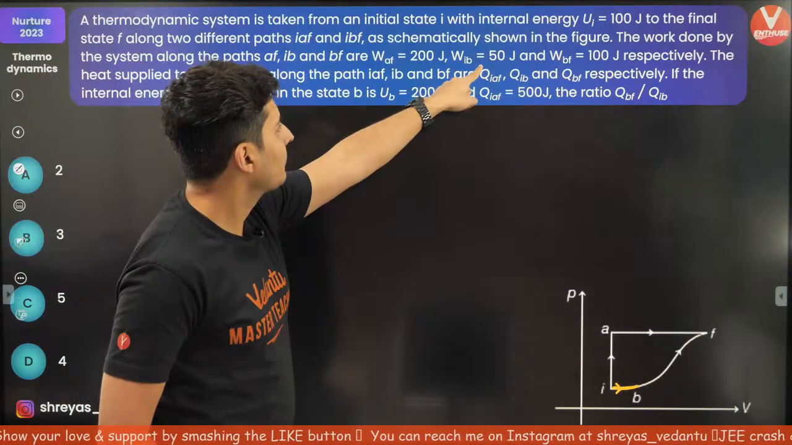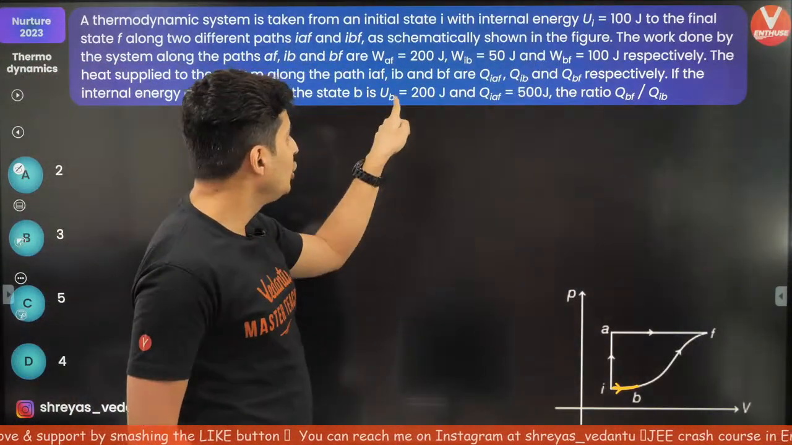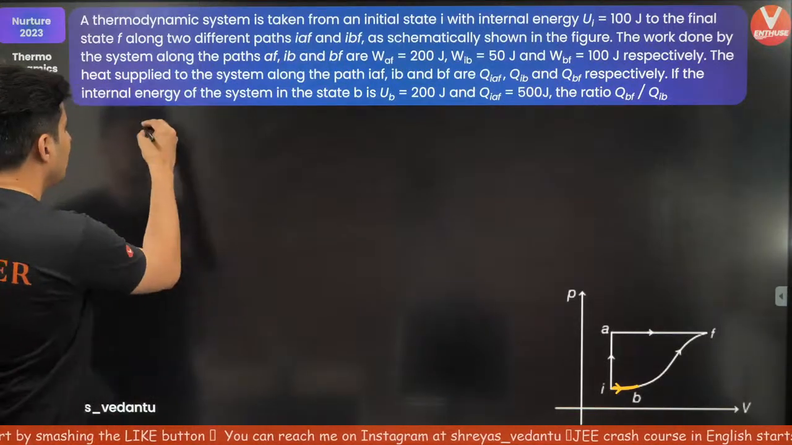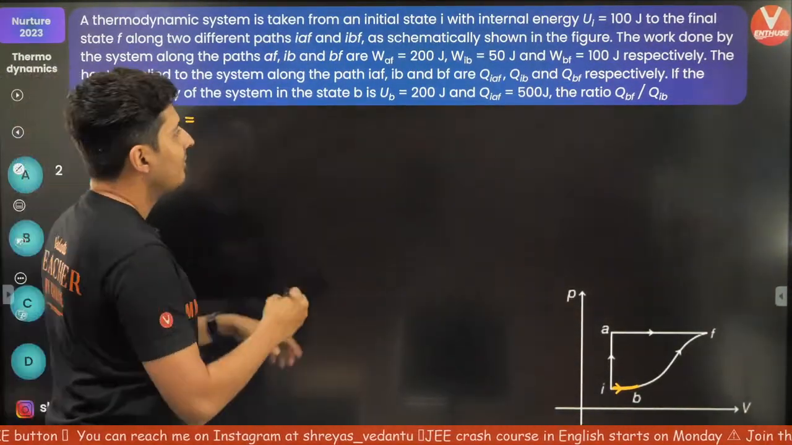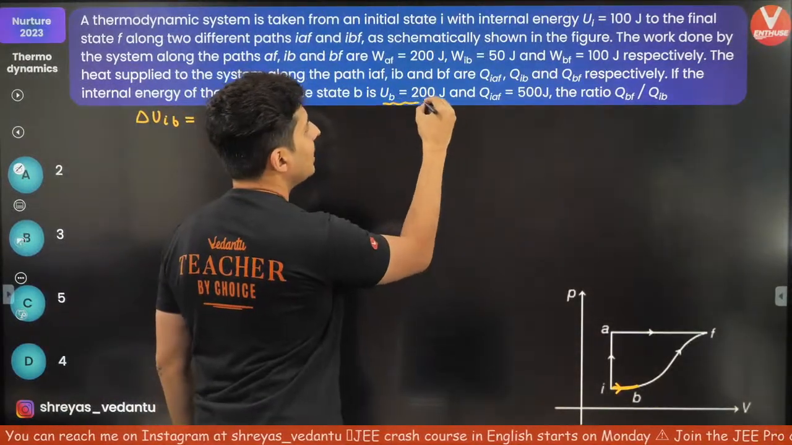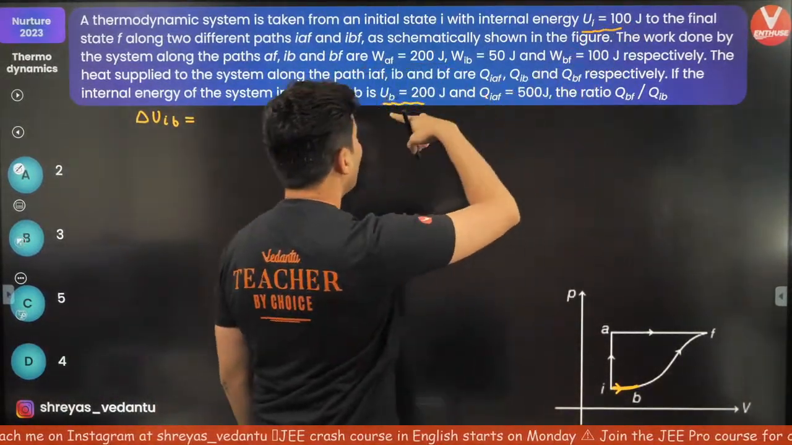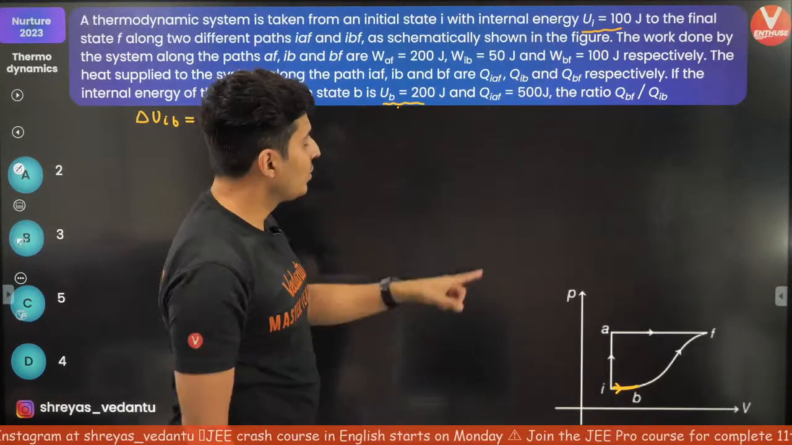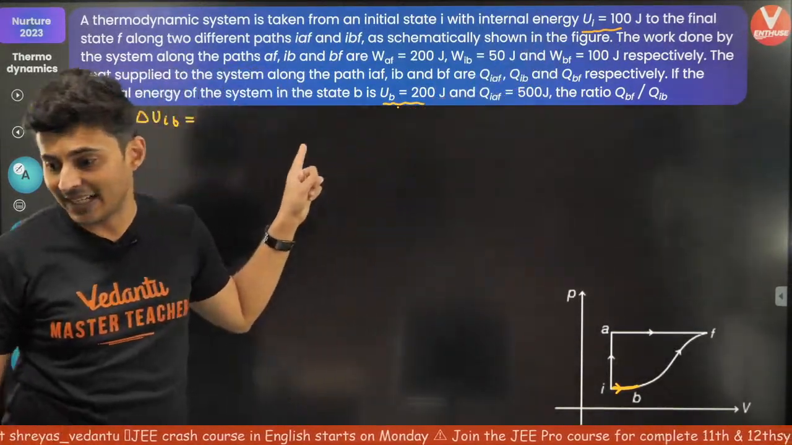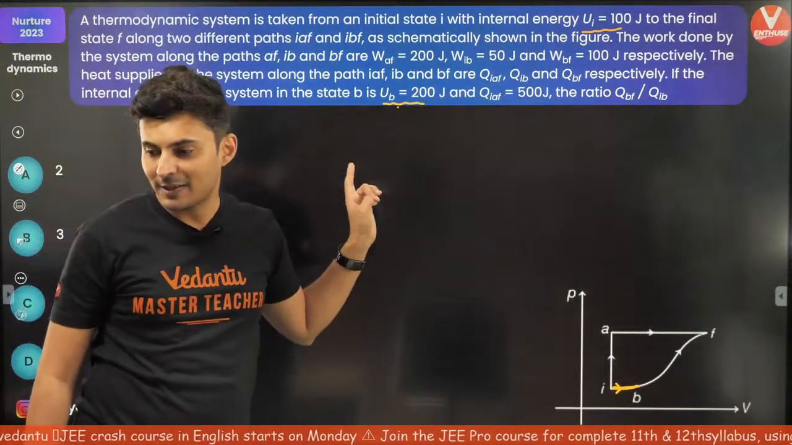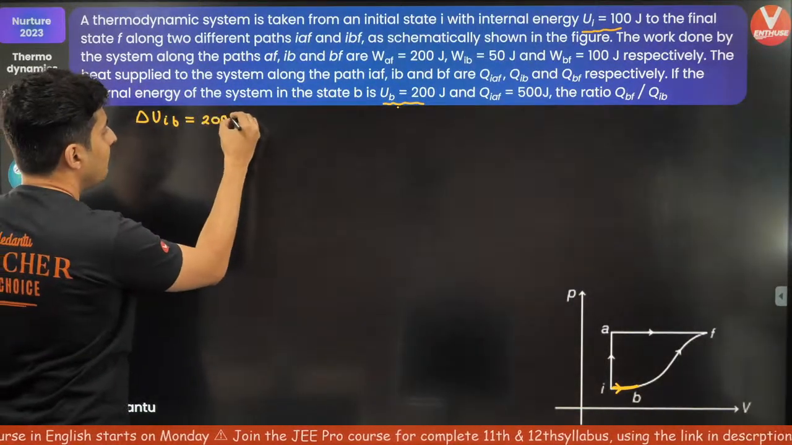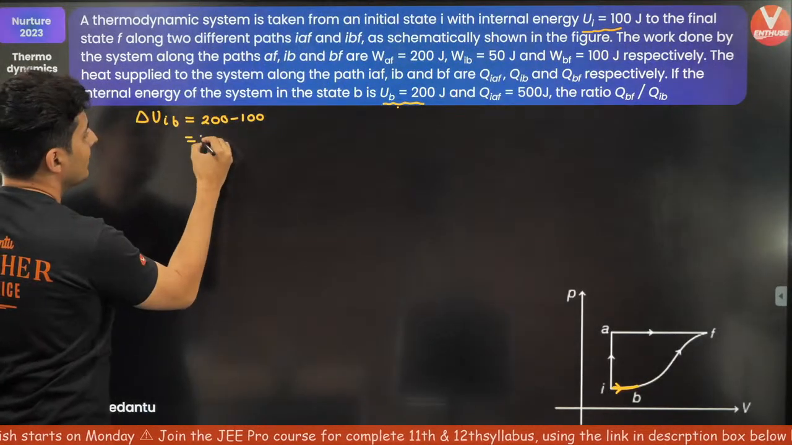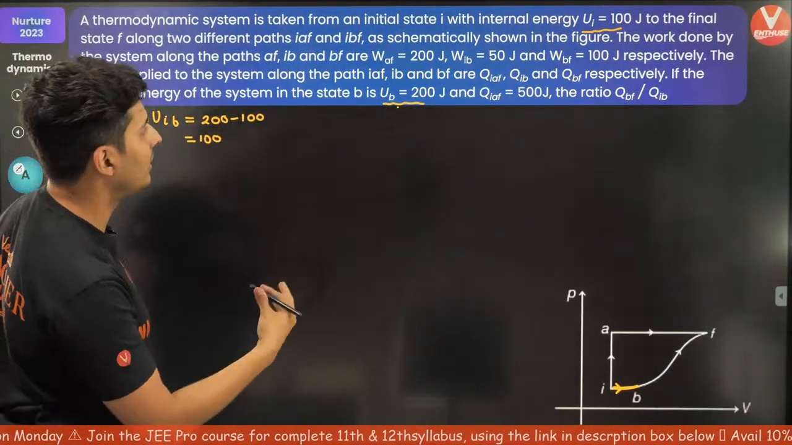WIB is known, UI is known, UB is known. Delta UIB will be this number minus this number. I know the final and I know the initial. This is initial, this is final. I hope this is clear. That means this will be 200 minus 100, which is just 100 units or 100 joules, whatever.